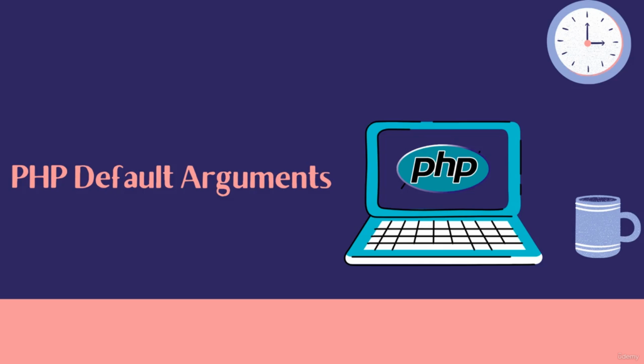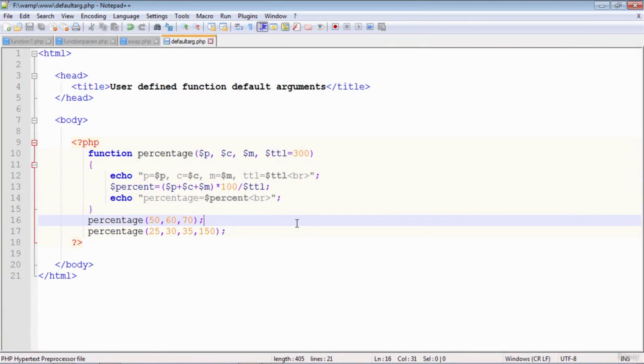In our discussion of functions, what are the default arguments to a function? How to stipulate the default arguments in a function definition, that we shall study with the help of this example. In this example, the function that is defined is percentage, and it has been designed to accept arguments from the calling environment: P, C, M, and total TTL.